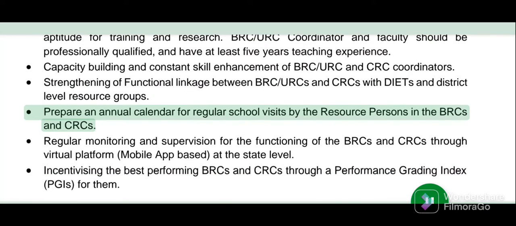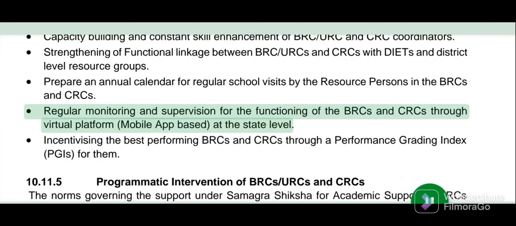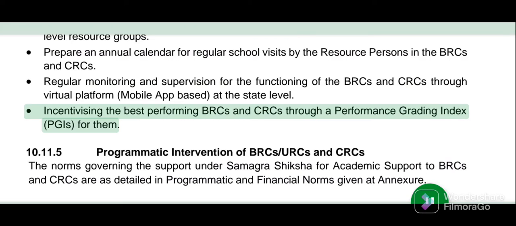Prepare an annual calendar for regular school visits by the resource persons in the BRCs and CRCs. Regular monitoring and supervision for the functioning of the BRCs and CRCs through virtual platform mobile app based at the state level. Incentivizing the best performing BRCs and CRCs through a performance grading index, PGIs, for them.